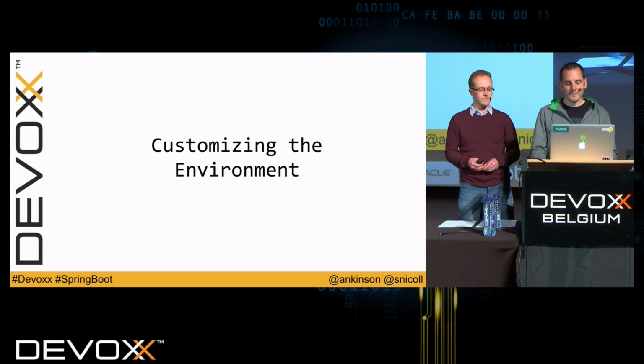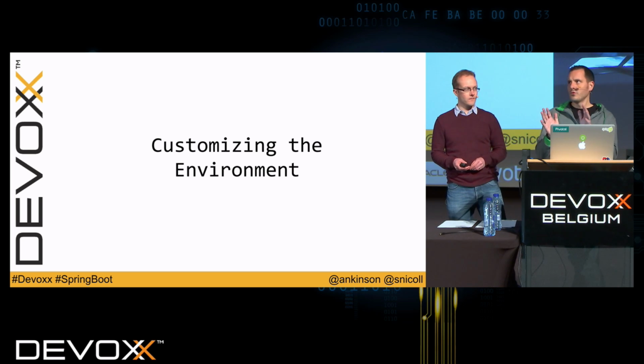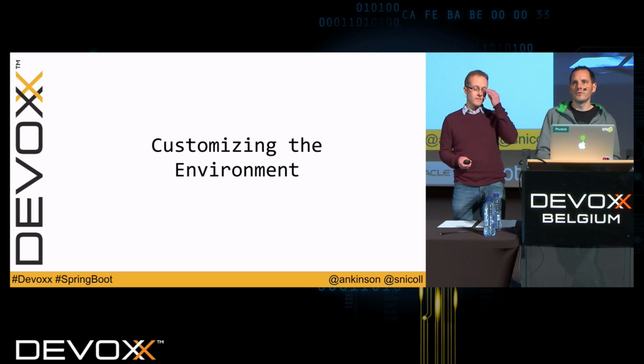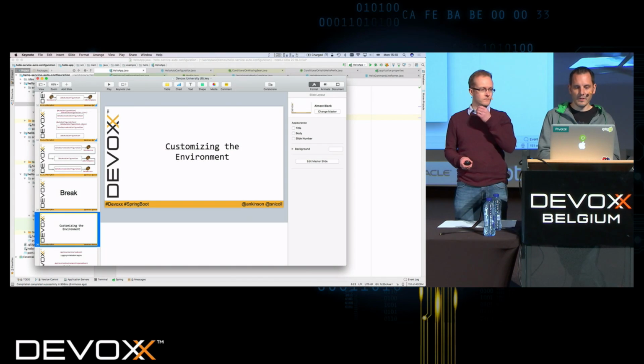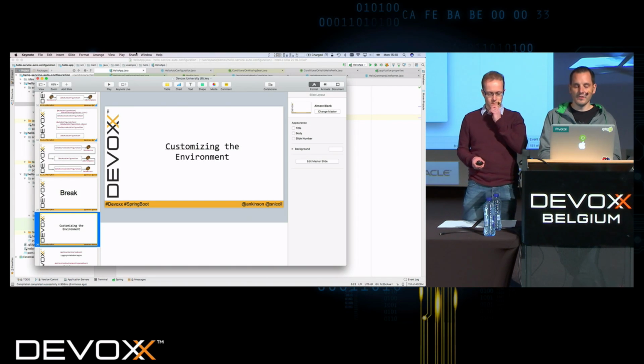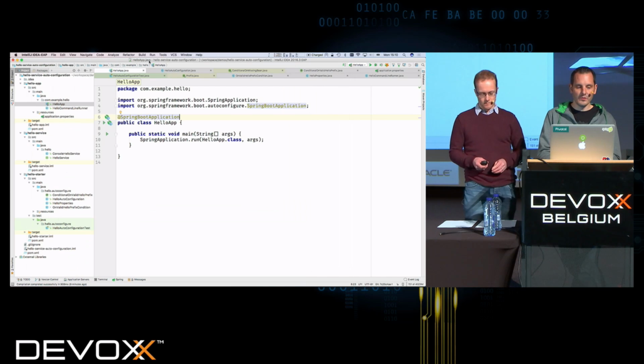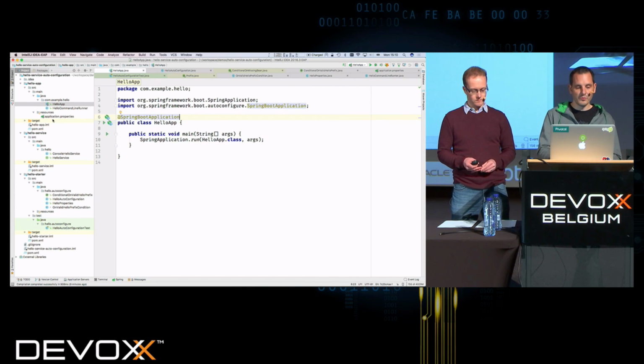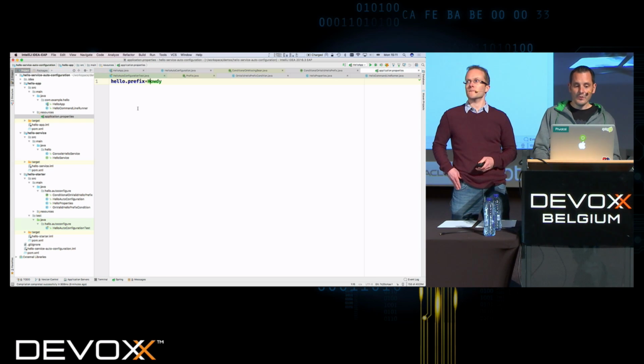Okay, so we now have two or three demos prepared for you to really focus on how you can hook into the application startup. One of them is customizing the environment. You're using Spring Boot, so you probably know that there are many places where you can specify configuration. You could have values in that file, or maybe a file at the same location as the jar.